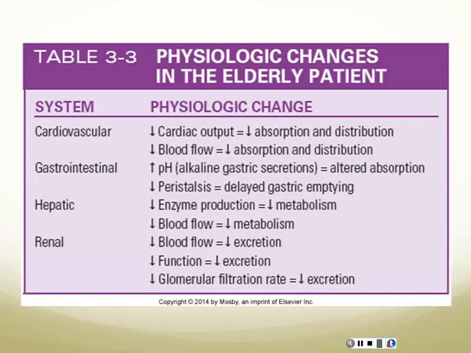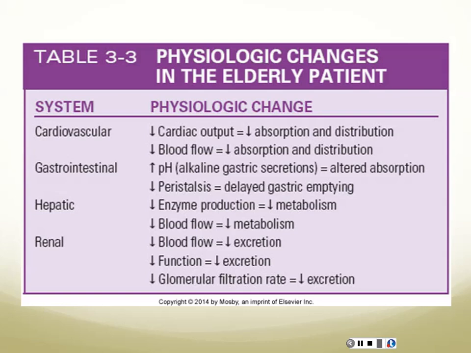Here are some physiologic changes in the elderly patient that I do want you to keep an eye on. We're not going to get too detailed about this in this course, but they do have a decreased cardiac output. If you have a decreased cardiac output, the amount of blood that leaves the heart with each ejection is less. And remember, we rely on the blood to carry our drug to our target tissues. So that can decrease absorption and the distribution of the drug.